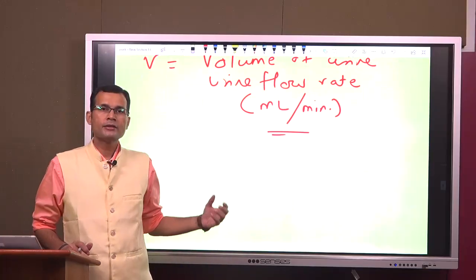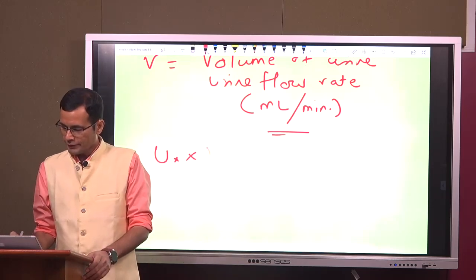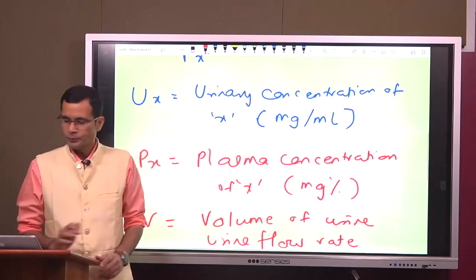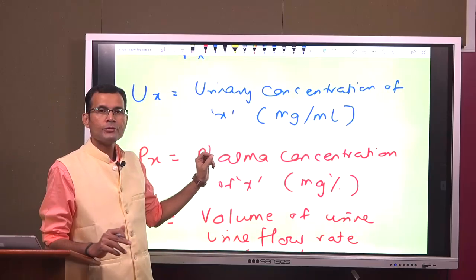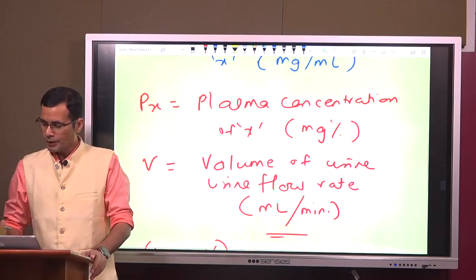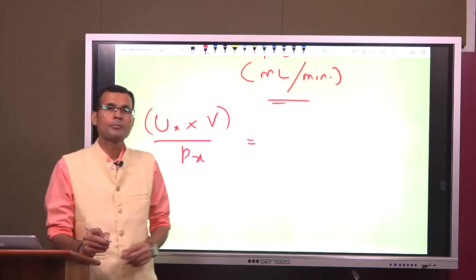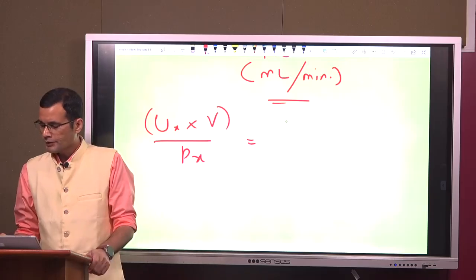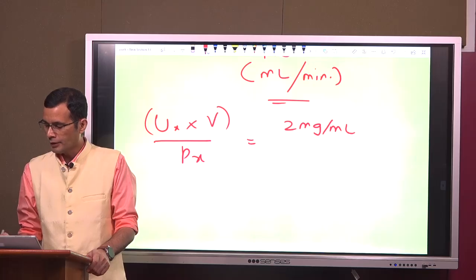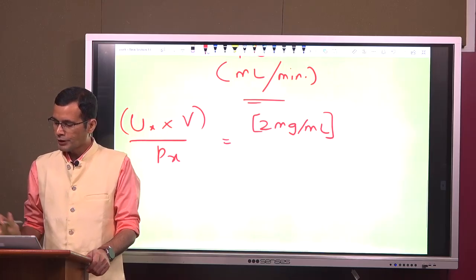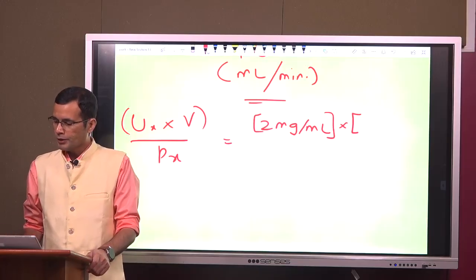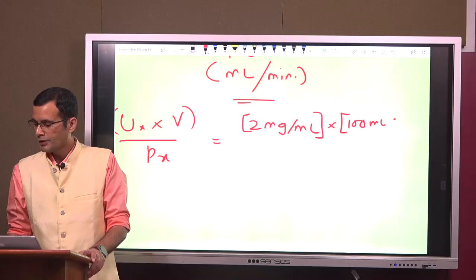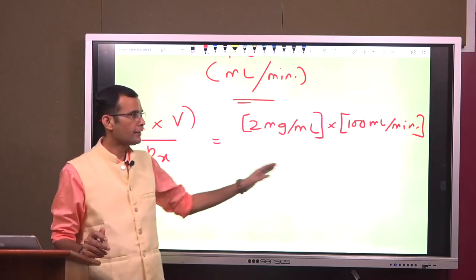Let's try to understand this further. Ux into V upon Px, that's the clearance of this substance. So what is Ux? Urinary concentration of the substance X in milligram per ml. Let's take some hypothetical values, arbitrary values. Let's say 2 milligram per ml. That's the urinary concentration of the substance. And total volume of urine, let's say 100 ml per minute. That's the urine flow rate per unit time.